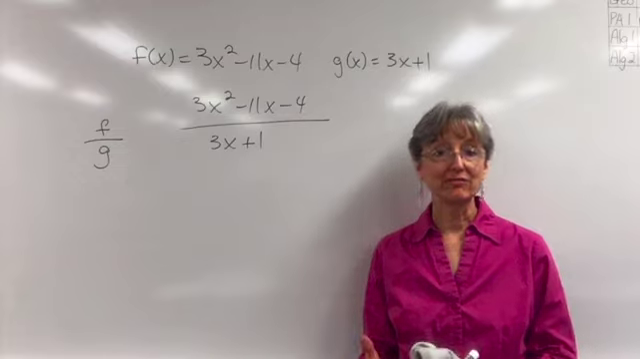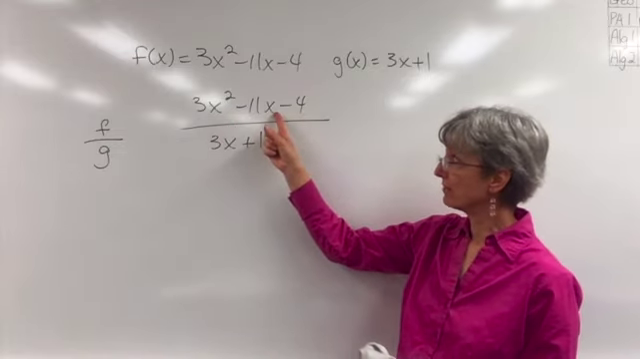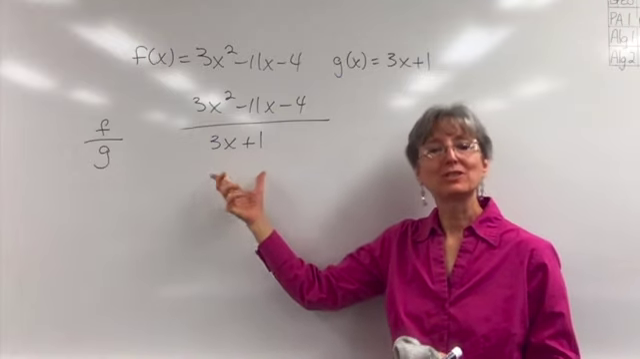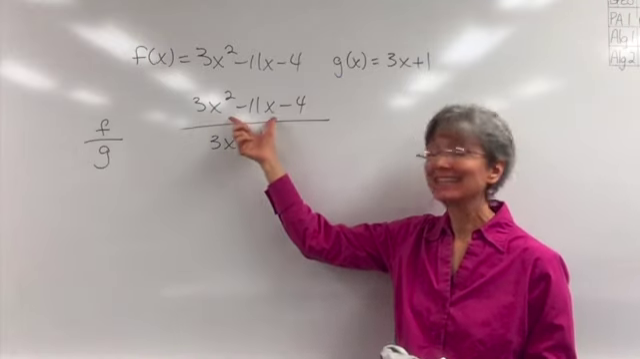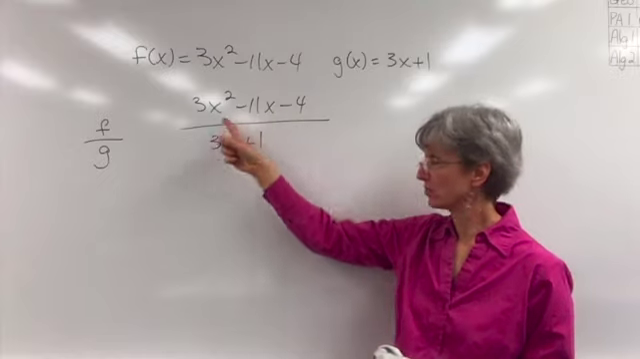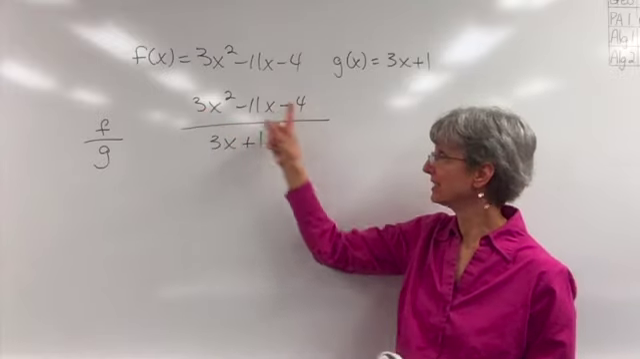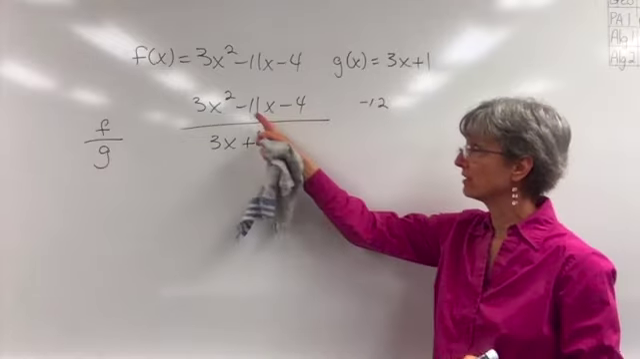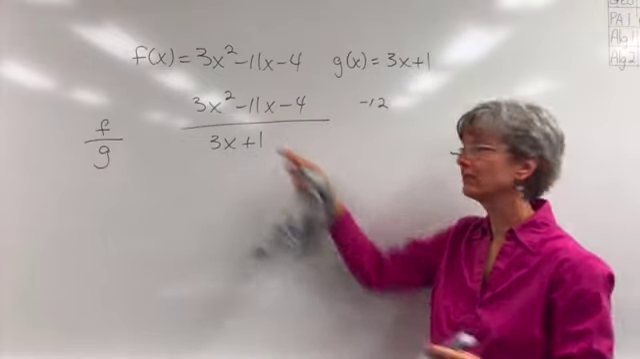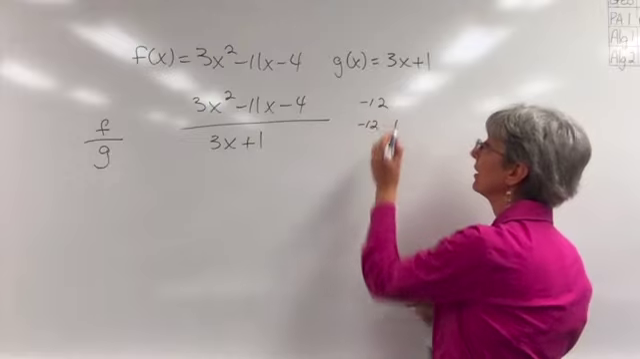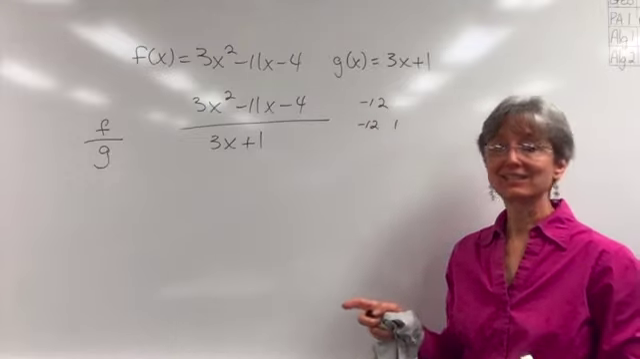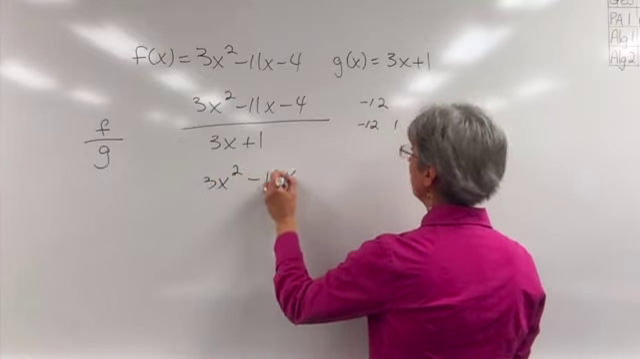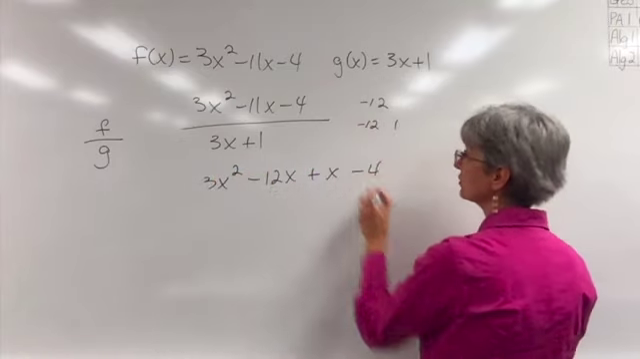Now I've set up my division, f of x, 3x squared minus 11x minus 4, over 3x plus 1. To simplify this, to divide, I need to factor this. So I'm going to do my factoring. 3 times negative 4, that's negative 12. Factors of negative 12 that add up to negative 11 would be negative 12 and 1. Rewrite this. So this is 3x squared minus 12x plus 1x minus 4.